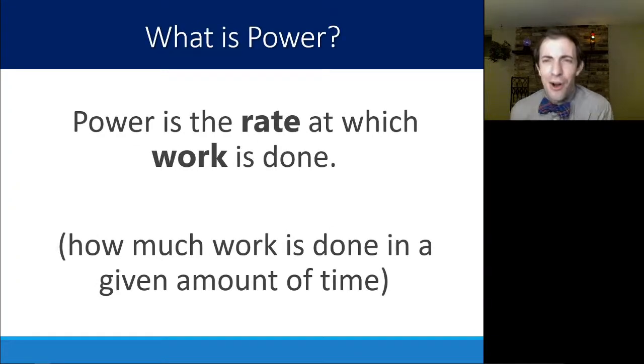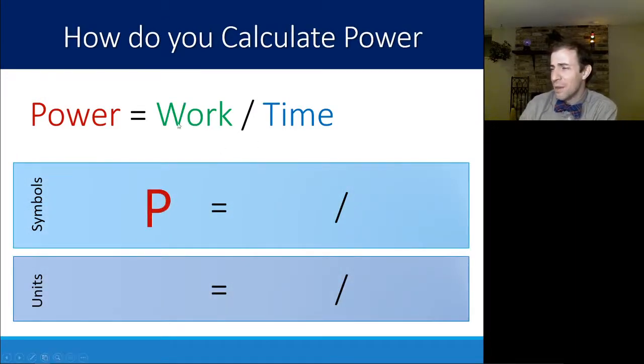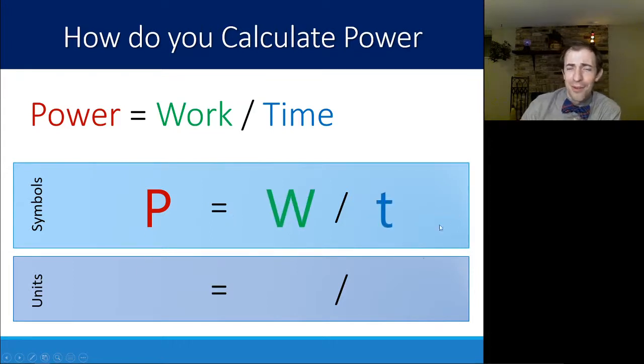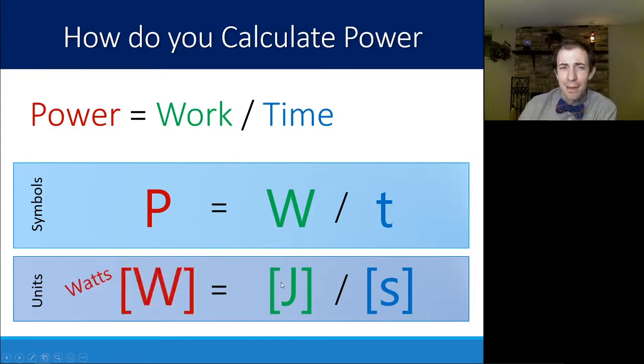Instead, it's something called power. Power is the rate at which work is done. This is why you feel more tired when you run up the stairs, because you're exerting more power, more work per unit time. And just real quick, we can calculate power by taking the work divided by time. So capital P for power is capital W over lowercase t. Time is in seconds, work is in joules, and power we're going to represent using units of watts.